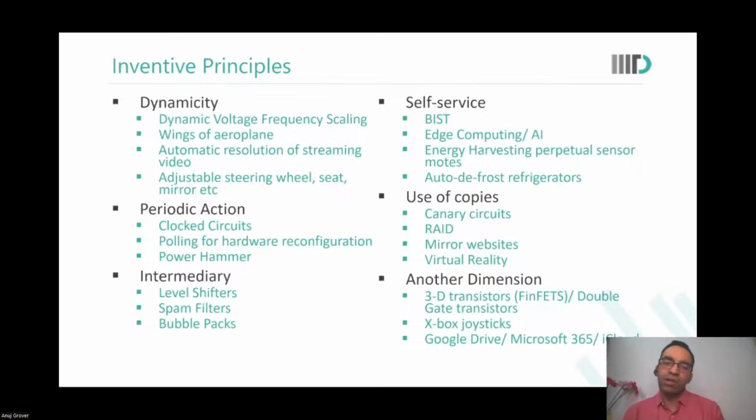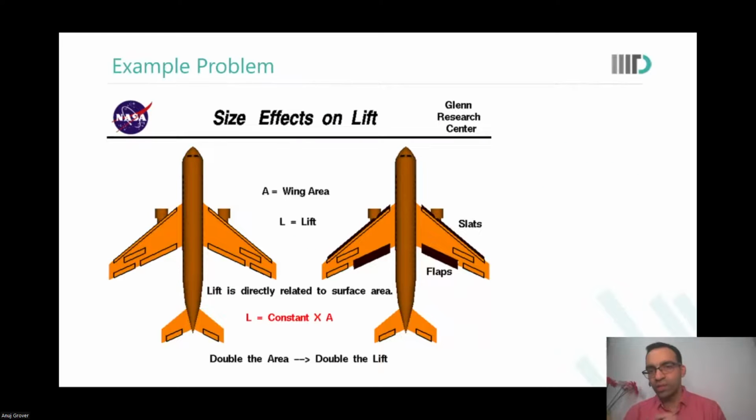So technical contradiction matrix is one way to do it. For example, let us take this slide from NASA, Glenn Research Center, where they say, okay, if I increase the area of the wings, my lift increases. So I can actually fly much faster. I can have bigger aeroplanes. I can carry more weight because my lift increases.